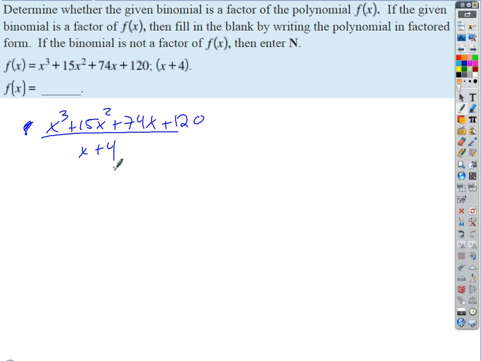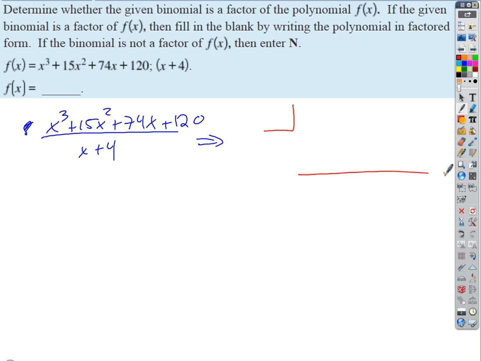Why can we use synthetic here? I heard a couple answers. Go ahead. One was over here. Go ahead. Okay, and I heard one over here. It's linear. Okay, same thing, right? Because the factor is a linear factor. And if the factor is linear, we can always try synthetic division, and it's quick and easy. So we could write this instead.